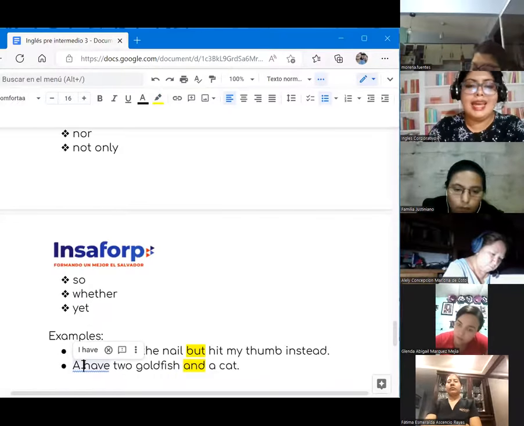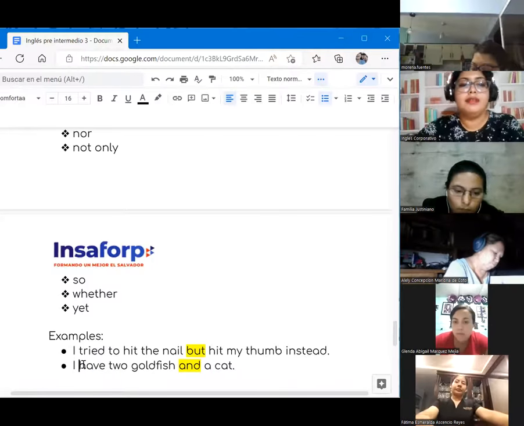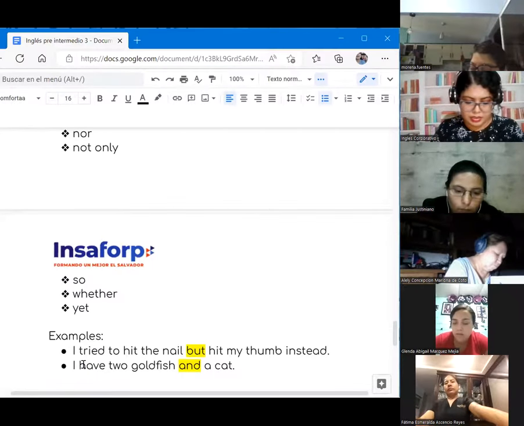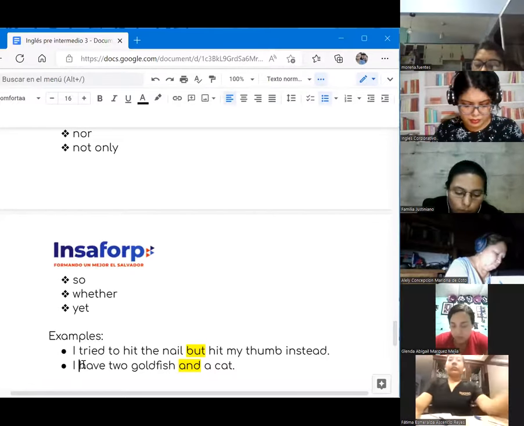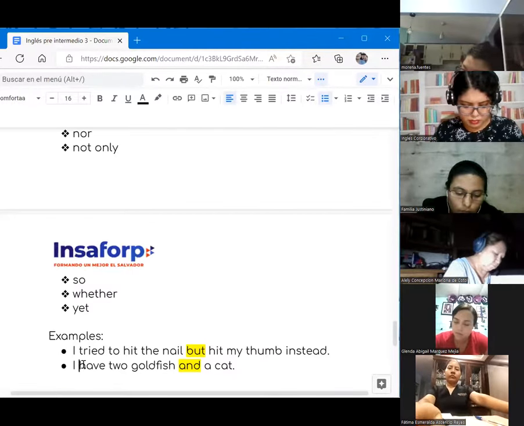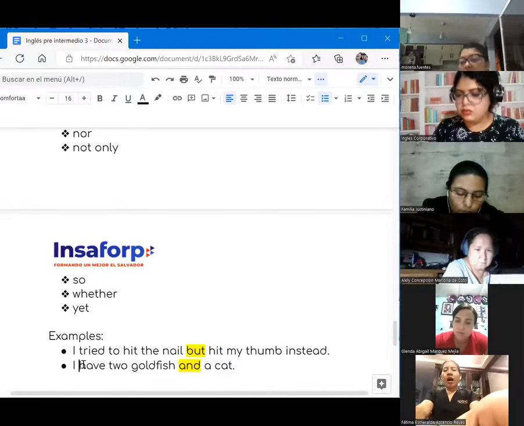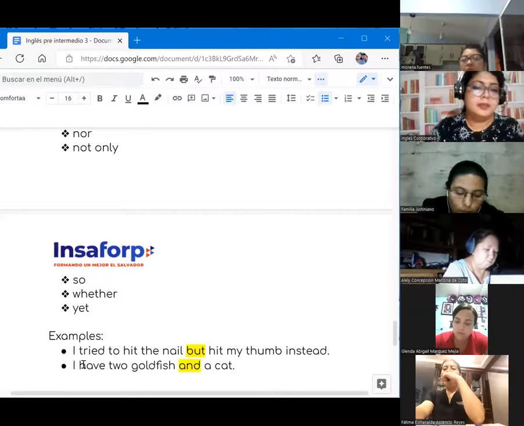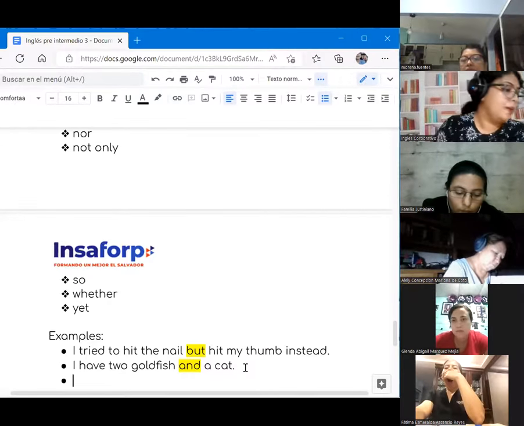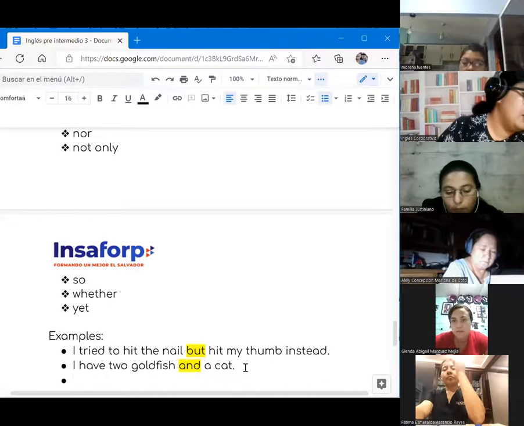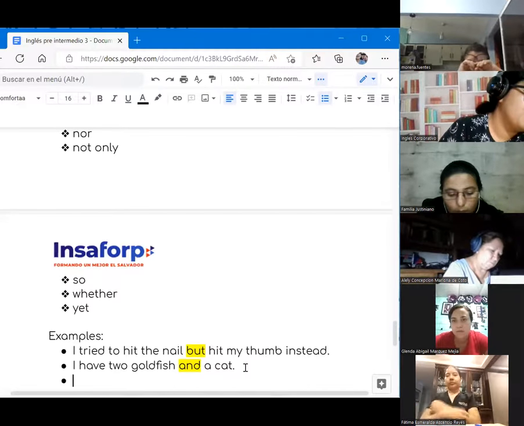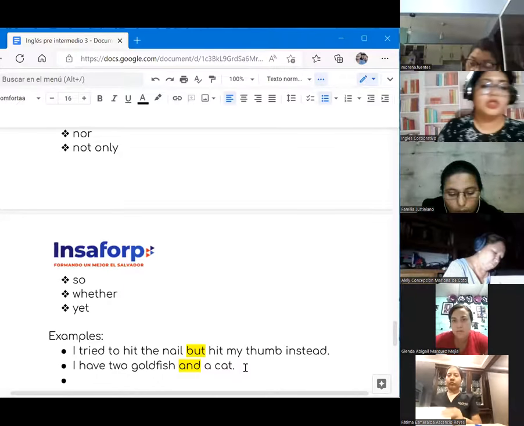And in this case, it's and. I have two goldfish and a cat. Next one. I bought a new bag for my upcoming trip.